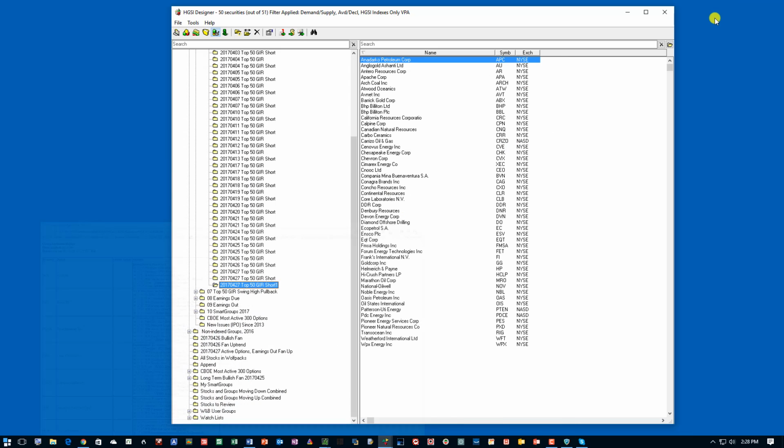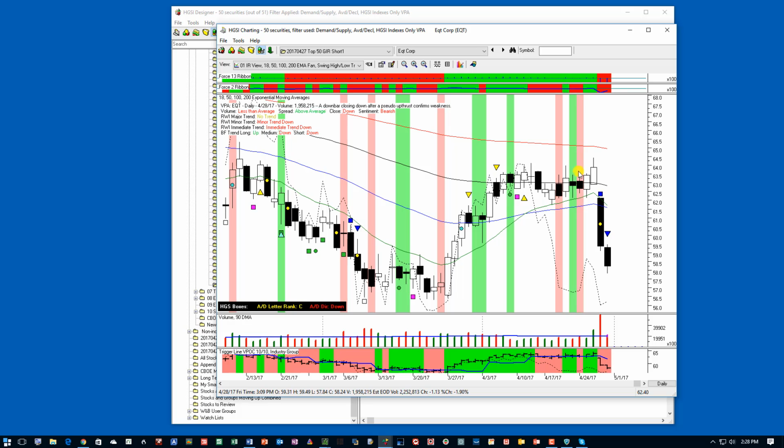Let's just go take a look at that. So if I come down to EQT, here it is right here. I'll bring up a chart. And you can see that this was the day when the signal was generated. And this is the follow through today. So even after yesterday's big down move, there was further downside selling.